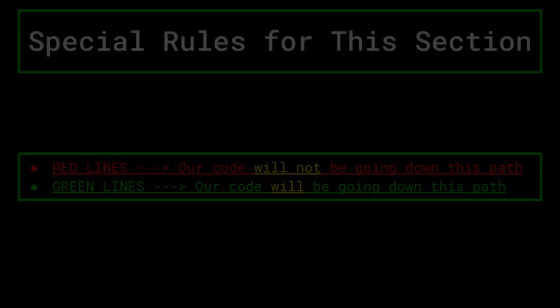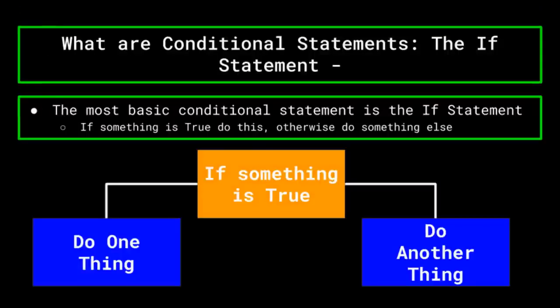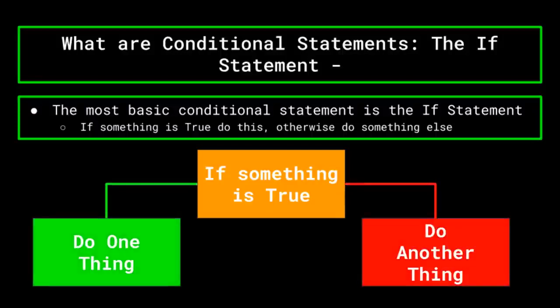The main type of conditional statement that programmers use is the if statement, and this will show up countless amounts of times in any program you write. It is as simple as it sounds. If some condition is true, and usually that condition will be enclosed by parentheses, then carry out the instructions located within the if statement's brackets.